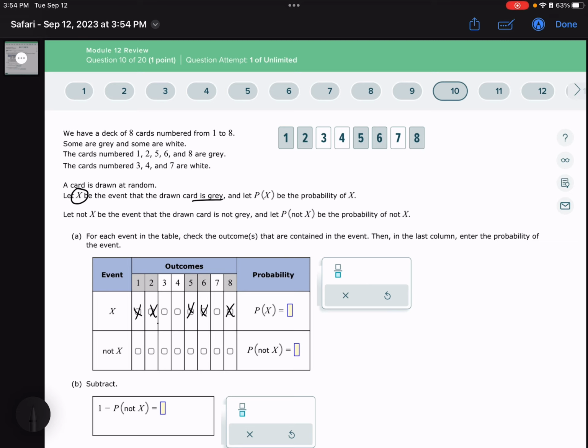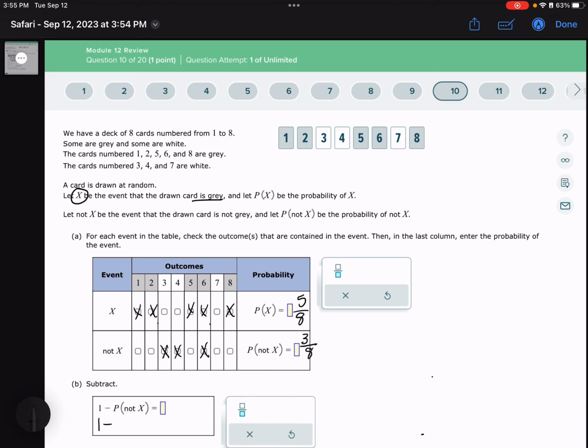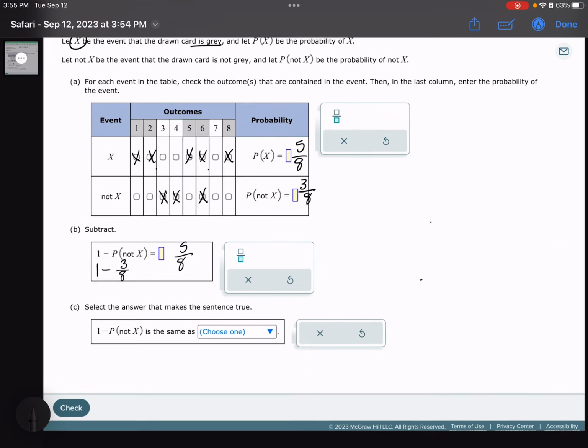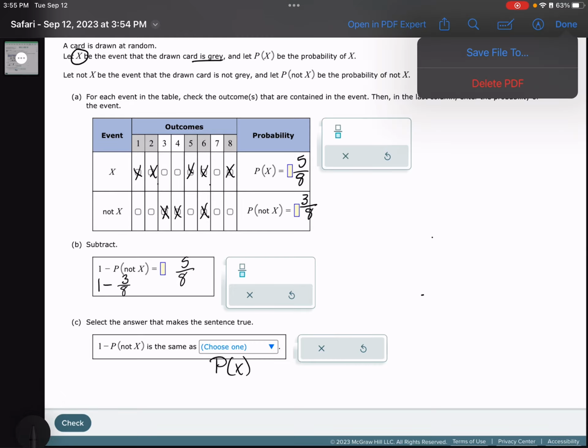And I have 1, 2, 3, 4, 5 out of the 8 have checks. My not X would be not gray, so white would be 3 out of 8. I'm then asked down here to do 1 minus the probability of not X, which we said was 3 out of 8. You can just type that right into Desmos, and you're going to get 5 out of 8, which then is the same thing as my P of X, my probability of X.